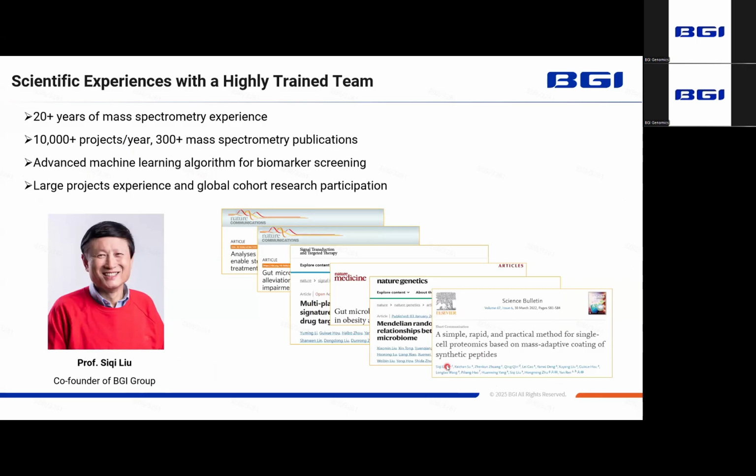Our mass spec team was founded by Professor Liu Siqi, who is also the co-founder of BGI Group. Our platform was built over 20 years ago, almost together with the sequencing platform. Today, we have a lot of employees with PhD and master's degrees. With our specific experience in mass spectrometry, we handle over 10,000 projects per year and have more than 300 publications. Here are some representative papers.